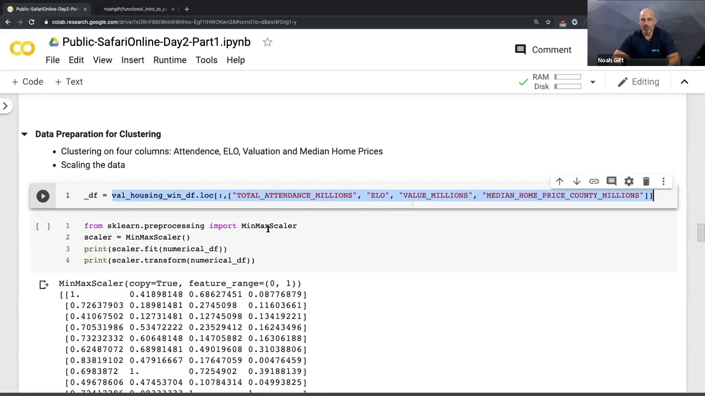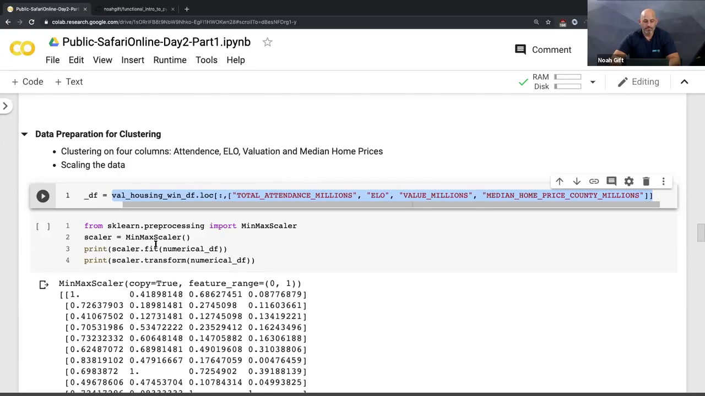Most machine learning algorithms, not all, like linear regression and decision trees, for example, don't require scaling data, but most algorithms do require you to pre-process it. And why do you do this? Because the features, let's say in this case, the total attendance or ELO or valuation in millions, could all have different units. So one could be in, let's say, inches, another one could be in miles. And if you compare things that have different units, you'll dramatically distort your algorithm.